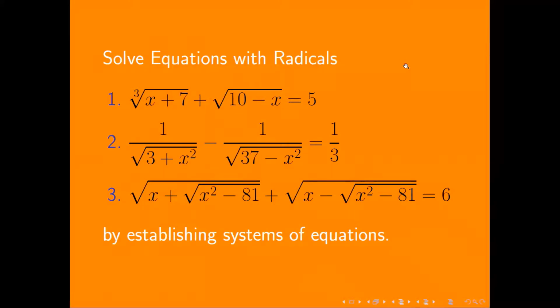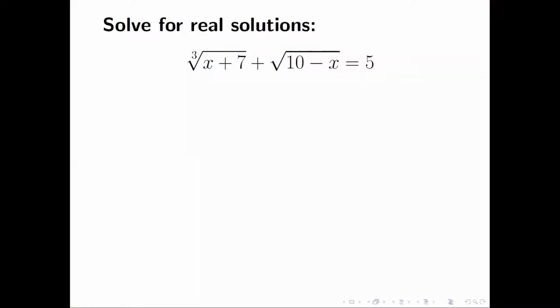Hello everyone. Today I'm going to solve some equations with radicals. I will do it by establishing systems of equations. The first one: the cubic root of x plus 7 plus the square root of 10 minus x equals 5. We have two radicals here, one cubic root, the other a square root.